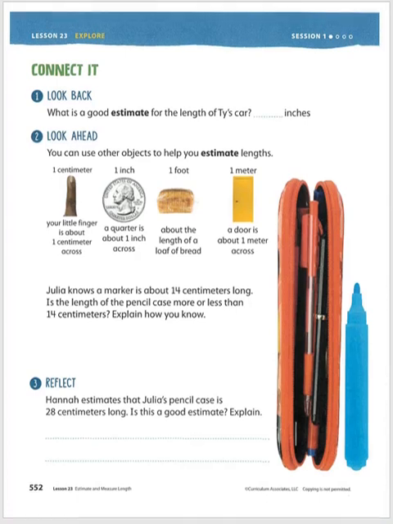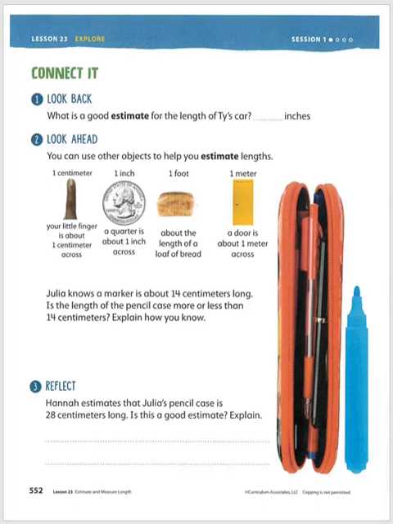552. All right. What is a good estimate for the length of Ty's car? Well, we just saw 2 inches, about 2 quarters' worth, so it's 2 inches. You can use other objects to help you estimate. Estimate means guess. You're going to guess. It's not the real length. You don't have a ruler, but you can use things for estimating.